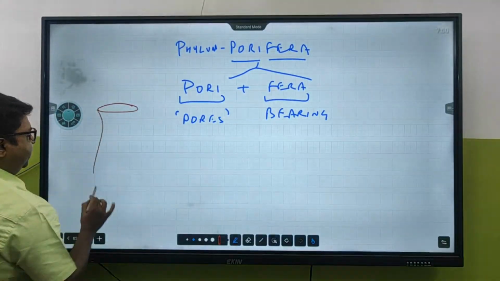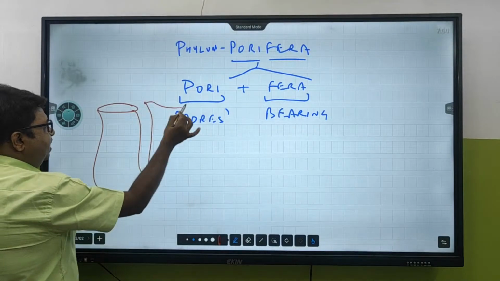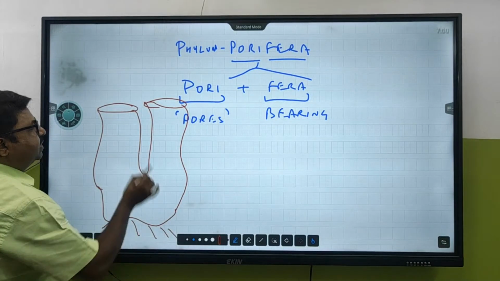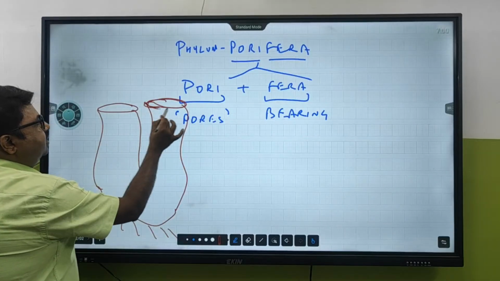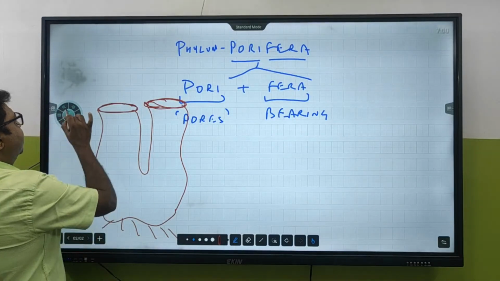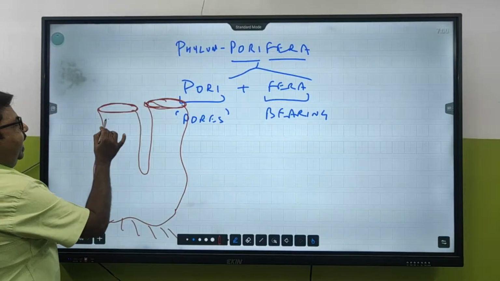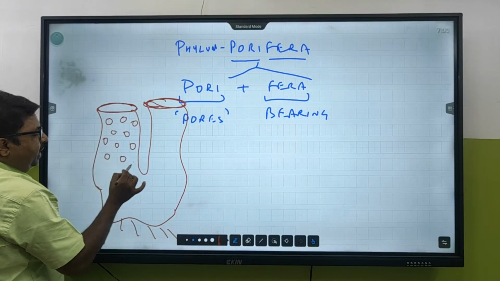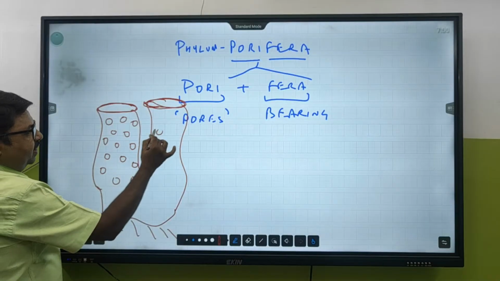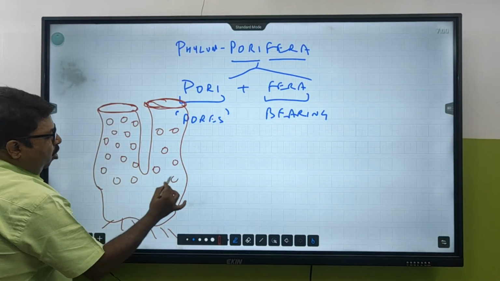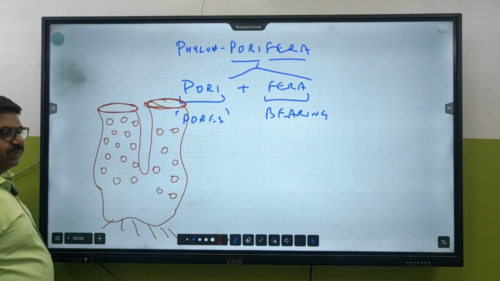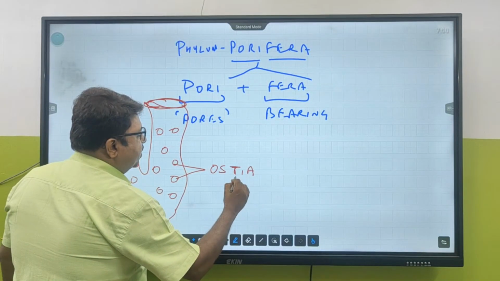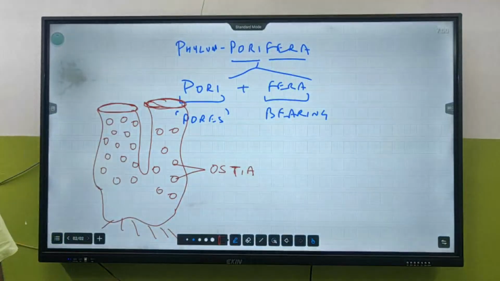If this is the body, and this is another one, they are sessile structures. They have a mouth-like structure, a bigger structure called the mouth. And they have billions of minute pores all around their body. These minute pores are called ostia.